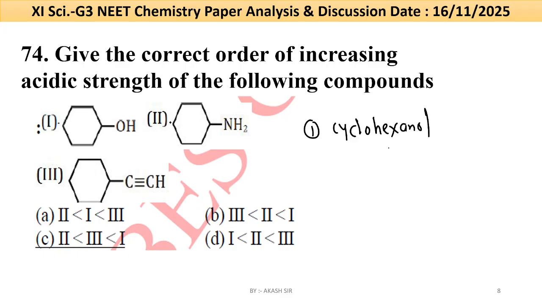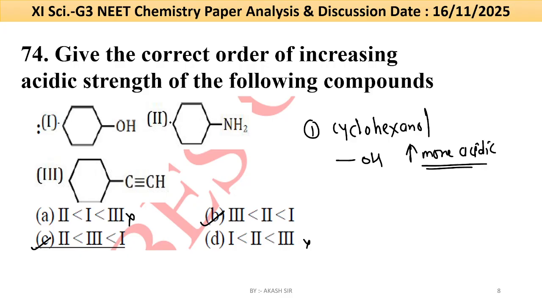Cyclohexanol, here alcohols are more acidic. The functional group is OH, and alcohols are more acidic. So number one is more acidic. Look towards the options where number one is more acidic: option number C and option number B. Options A and D are eliminated.